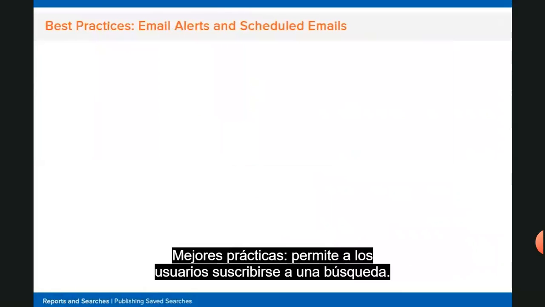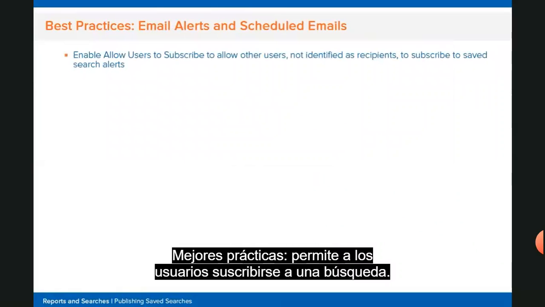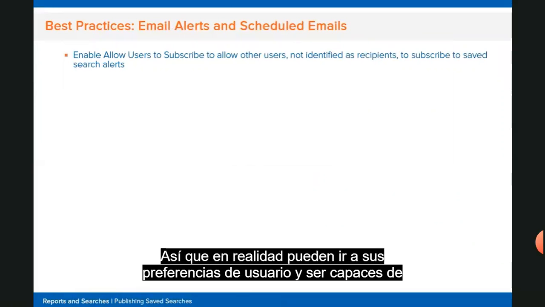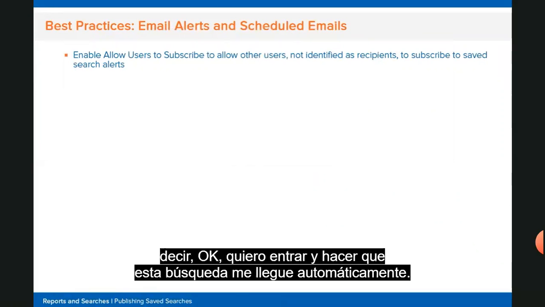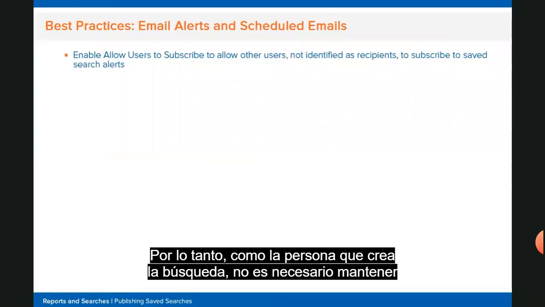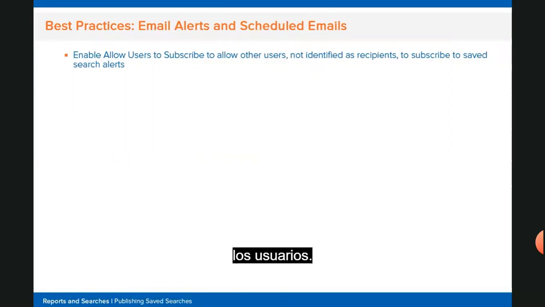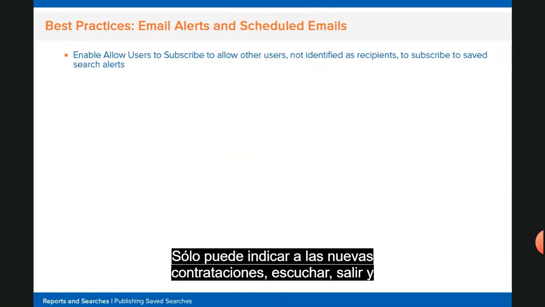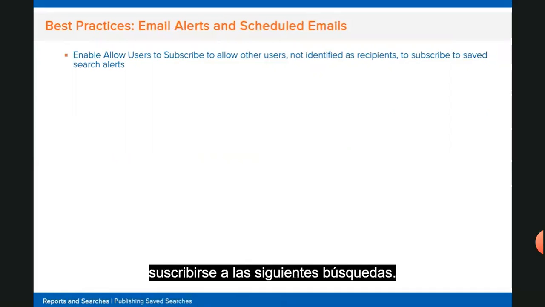Best practices. Allow users to subscribe to a search so they can actually go into their user preferences and say, okay, I want this search to come to me automatically. This is kind of nice. So as the person creating the search, you don't have to maintain the users. You can just tell the new hires, hey, go out and subscribe to the following searches, and they can add themselves.